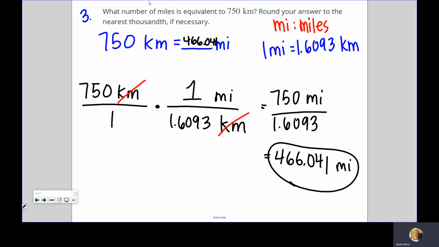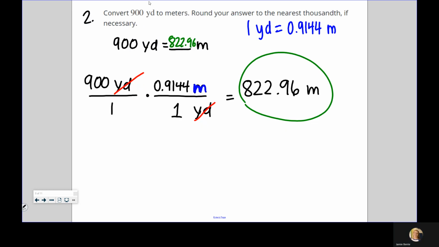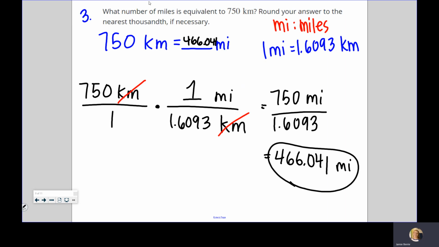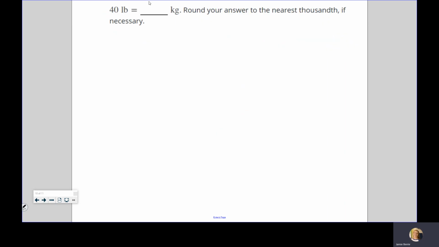Okay. I'm trying to remember if I put this one on the test or not. Let me look at the last one. I know I put this one on the test. So number 4 is definitely on there. 40 pounds equals blank kilograms. Round your answer to 3 decimal places, if necessary. So this is definitely on the test. I just did a different number instead of 40.